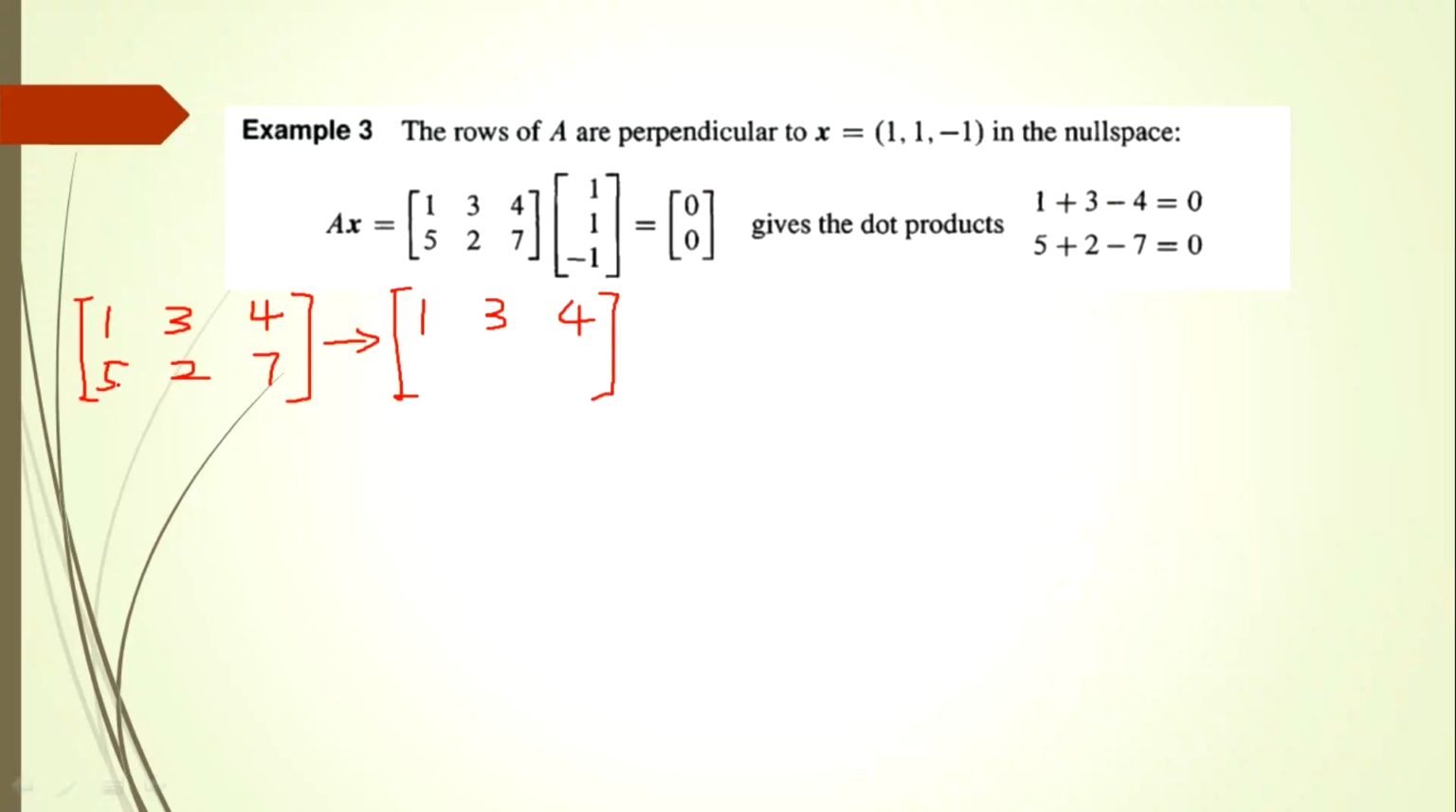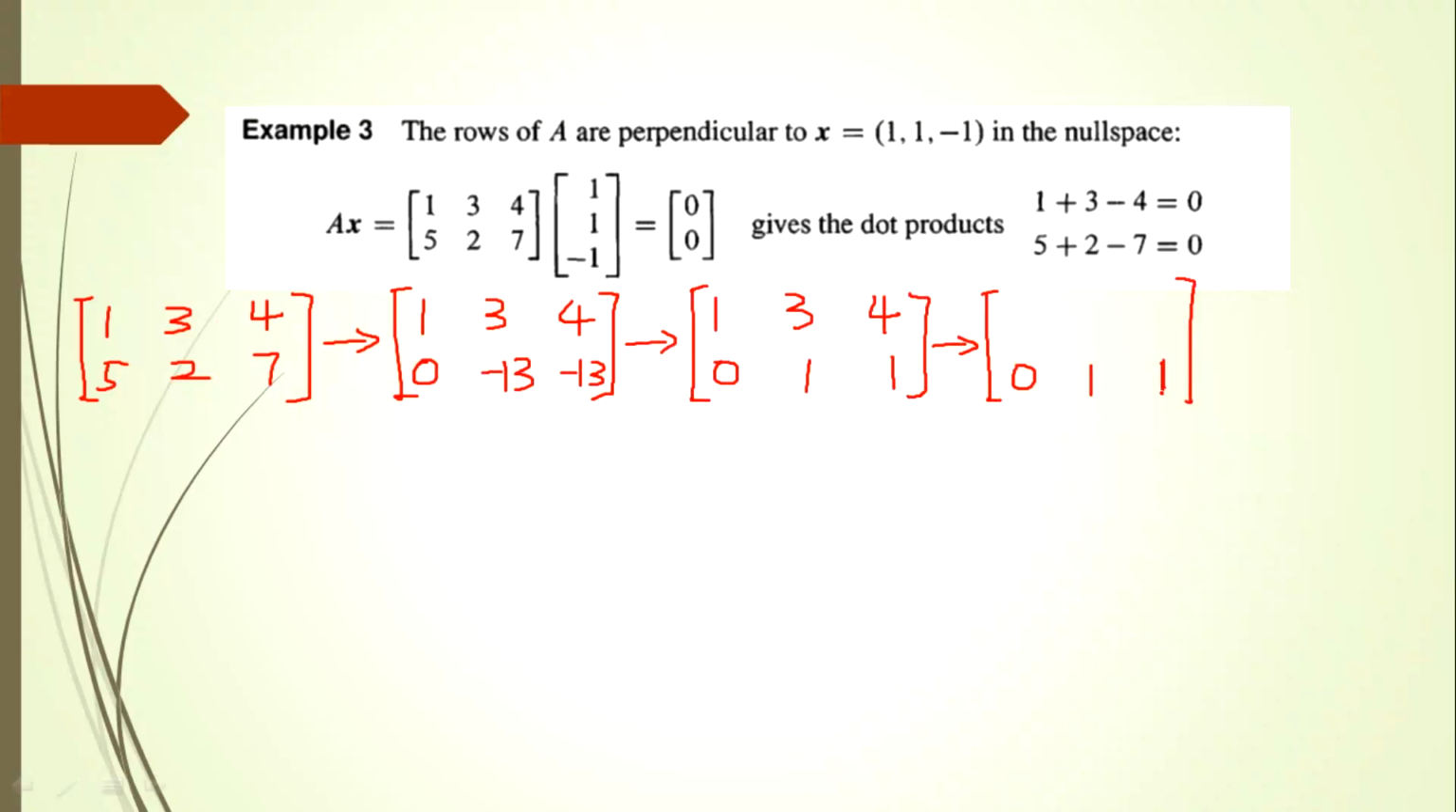Row 2 minus 5 times row 1, so we get 0, 2 minus 15 is minus 13, 7 minus 20 is minus 13. And then you can multiply the second row by minus 1/13, and you get 0, 1, 1. But this is not the RRE form, so we will choose the second row as the pivot row. Then row 1 minus row 2.